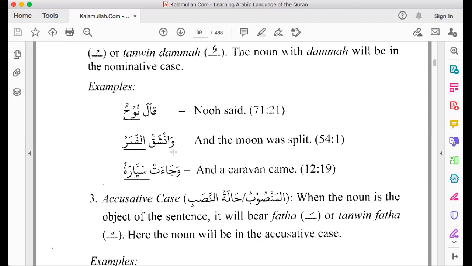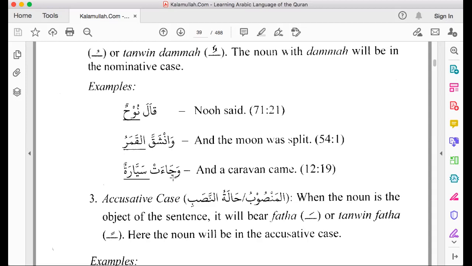So let's look at this. Inshaqqal qamaru. So you don't know this verb. It means split. So what split? The moon split, right? So the moon is the subject of this verb. The moon did the splitting. So al-qamaru is the subject, which is why it bears this dhamma. That's the reason why it's not al-qamara, al-qamari. It is al-qamaru. The moon was split.